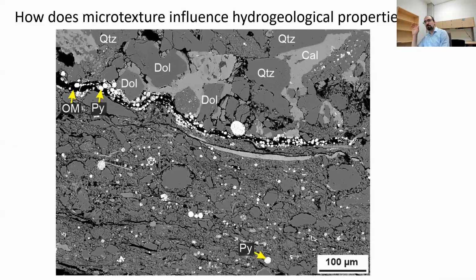So how exactly does a mud or mudstone microtexture influence hydrogeological properties? The majority of you in the audience today are consultants or hydrogeologists. So how exactly do the properties of fine-grained sediment influence things like porosity and permeability? Well, here we have an SEM image of the Pasquascal Formation. What you can see is that there are two broadly defined intervals in this image.